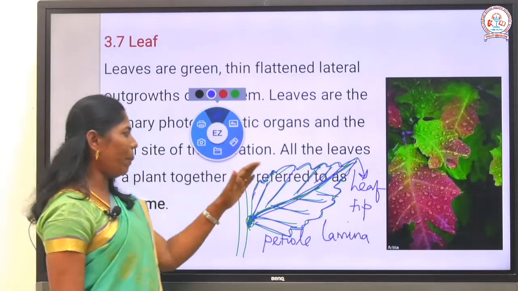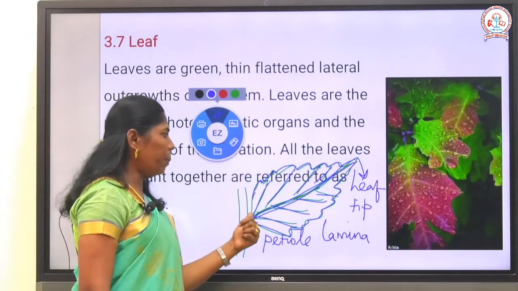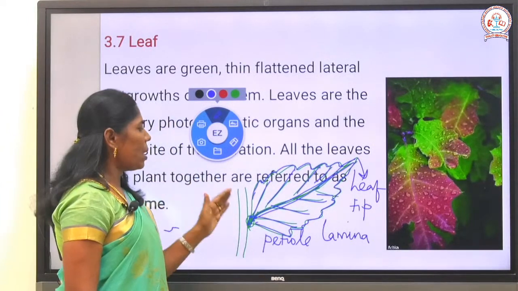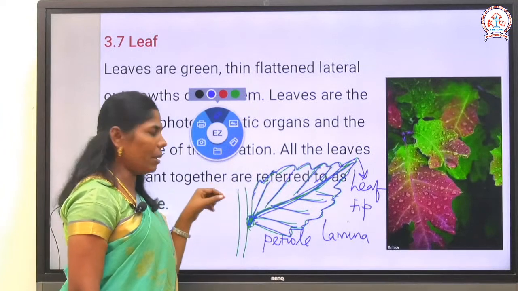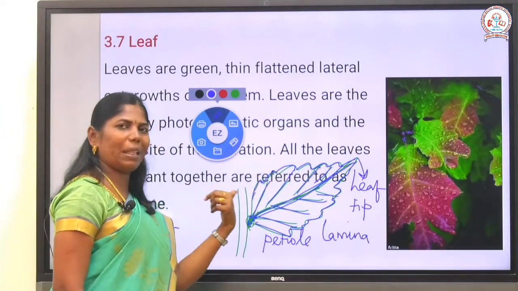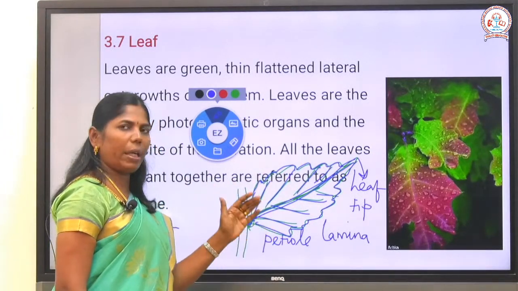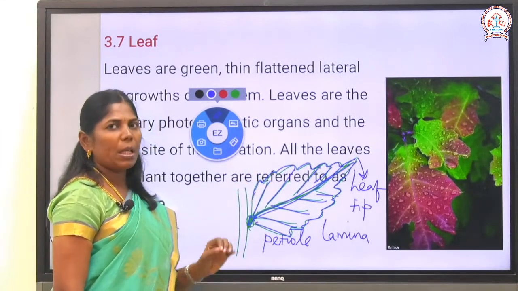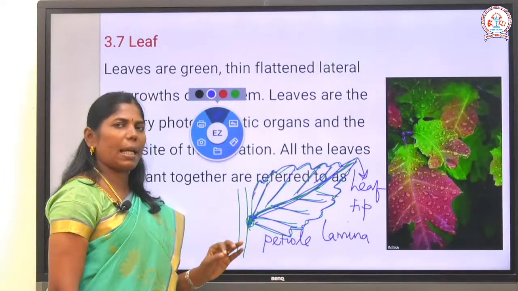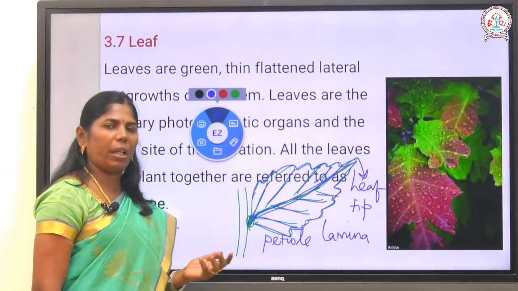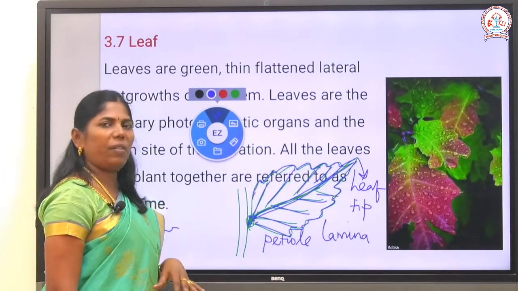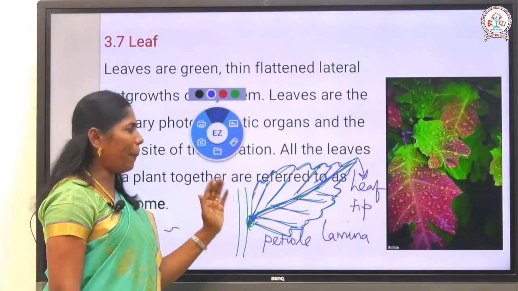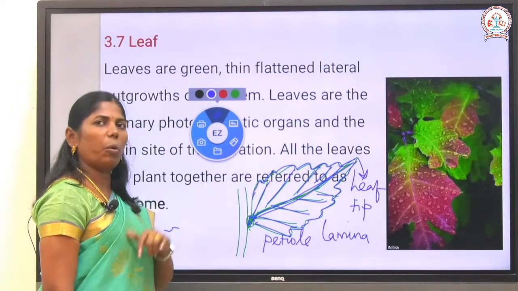So what are the main parts of the leaf? That is your petiole, another one is the lamina, and the leaf tip is there. Here the midrib is a prominent midrib. From the midrib come the lateral veins, and from the lateral veins, secondary and tertiary veinlets are formed. Based on the venation, leaves are classified into two: reticulate venation and parallel venation. Reticulate venation is the characteristic of dicot plants, and parallel venation is the characteristic of monocot plants.